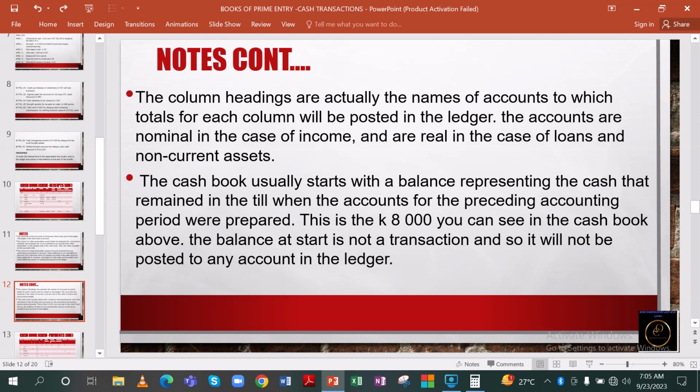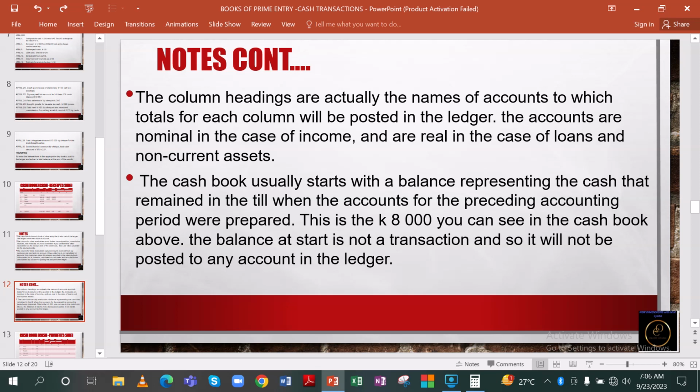Because these are transactions or accounts which are in name only. Okay, you don't see the physical presence or the physical aspect of it, but a record is kept and maintained for a transaction that took place. Okay, that's nominal. They are in name only. They are not physically there. That's why it's called nominal. On the other hand, they are real in case of loans and non-current assets. Real accounts are those which you can see and touch. So those are real accounts.